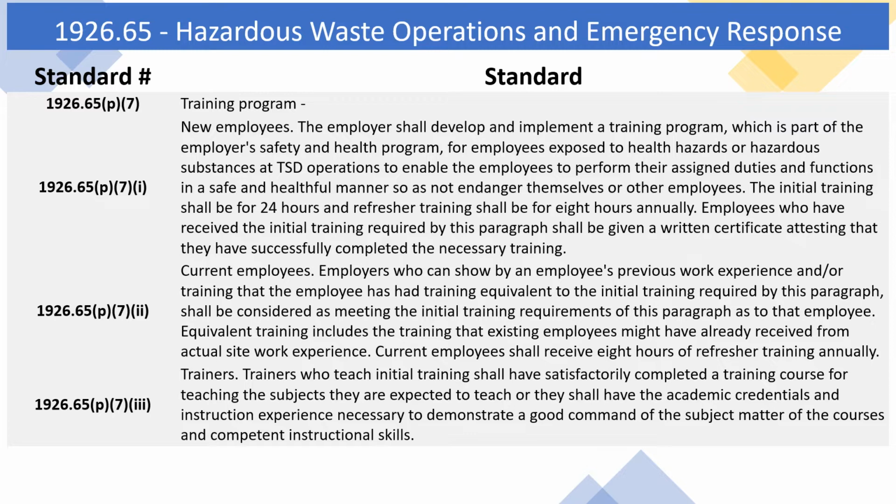1926.65 P2 Hazard Communication Program. The employer shall implement a hazard communication program meeting the requirements of 29 CFR 1926.59 as part of the employer's safety and health program. Note to 1926.65, the exemption for hazardous waste provided in section 1926.59 is applicable to this section.